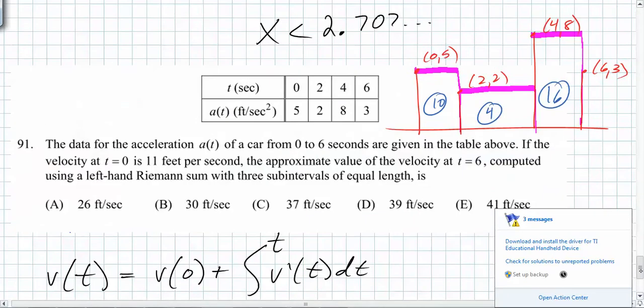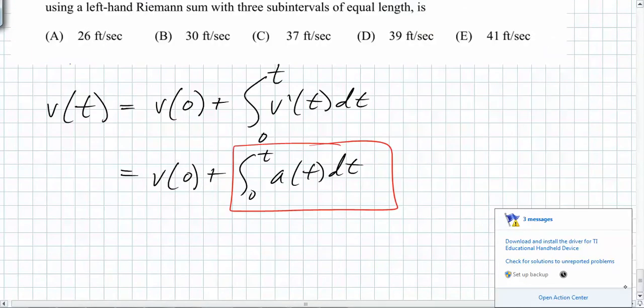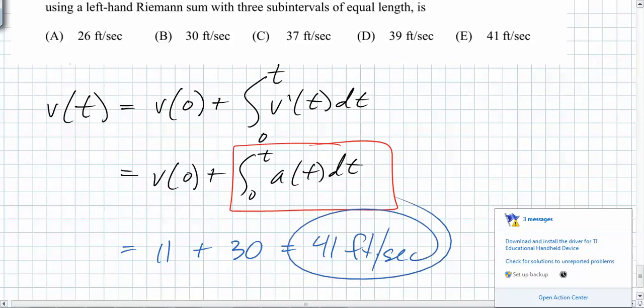So you end up with what? 30. So you end up with 30, and what's v of 0? It tells you it's 11, right? So 11 plus 30 is equal to 41 feet per second. Exactly.